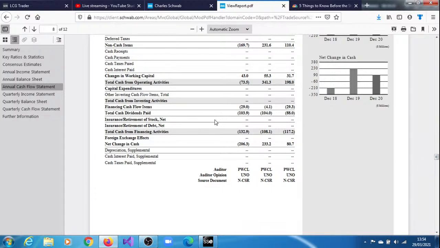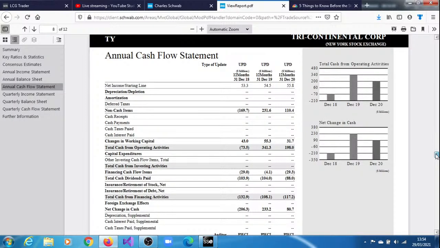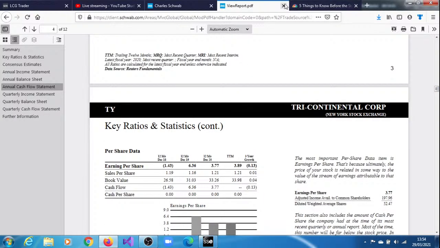Okay, there are also financing cash flow items. We have negative 29 million. Total cash dividends paid is 88 million. Total cash from financing activities is 117 million. I believe you may have come across this report.